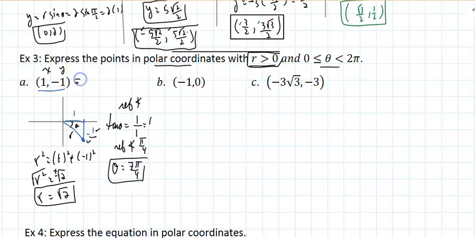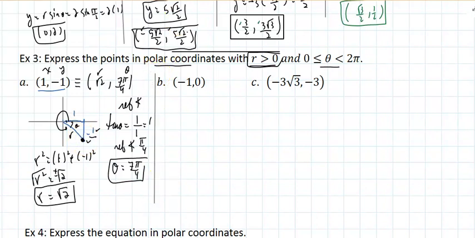So this is the equivalent of, in r and theta, radical 2, 7 pi over 4. If you rotate to 7 pi over 4 and you move radical 2, you are at the same location.